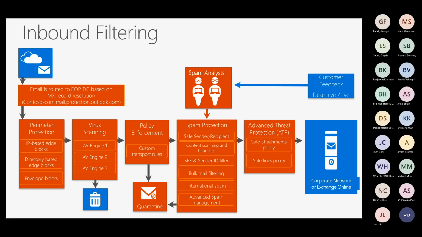Now, generally, you don't set any transport rules. You allow the emails to flow into the standard Exchange Online protection. And the idea here is that it will go through SPF checking, it will go through sender ID, it will go through bulk email filtering.